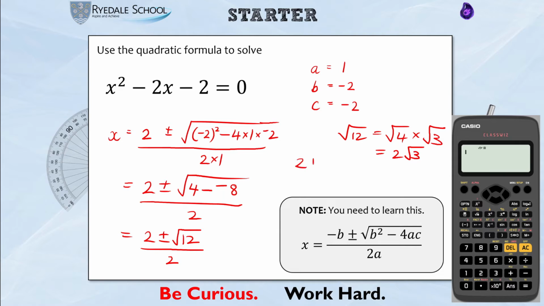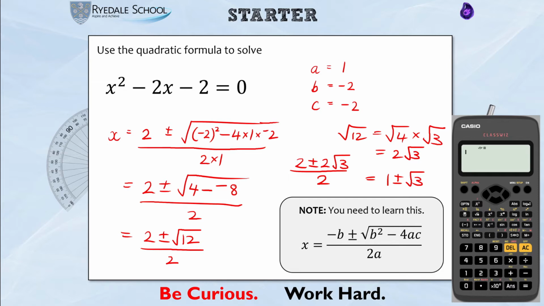So this is going to tidy up amazingly, because it is 2 plus or minus 2 lots of root 3 divided by 2. So I can divide this by 2, I can divide this by 2, it all cancels to 1 plus or minus root 3.